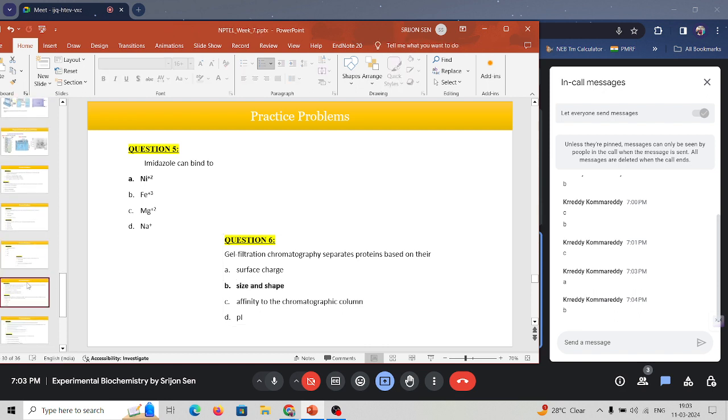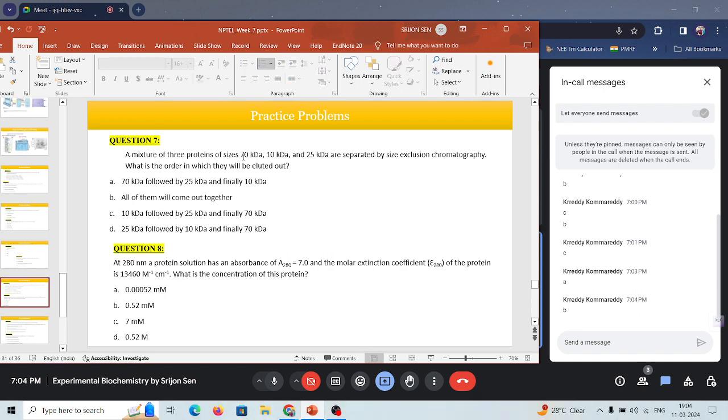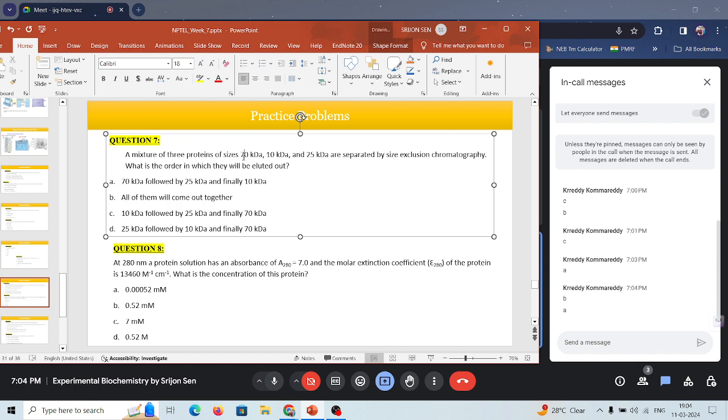Very good. Next one. A mixture of three proteins of sizes 70 kilodaltons, 10 kilodaltons, 25 kilodaltons are separated by size exclusion chromatography. What is the order in which they will be eluted? Another easy question. 70 kilodaltons followed by 25, finally 10. All of them come out together. 10 kilodaltons followed by 25 and 70, and 25 followed by 10 and finally 70. You tell me it's A. Yes, A is absolutely the correct answer.